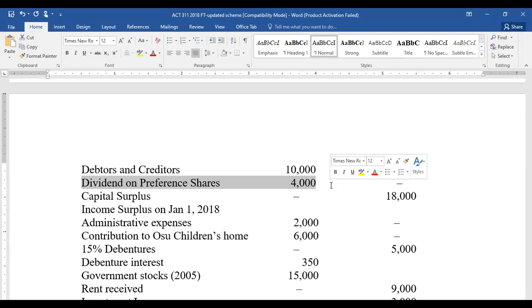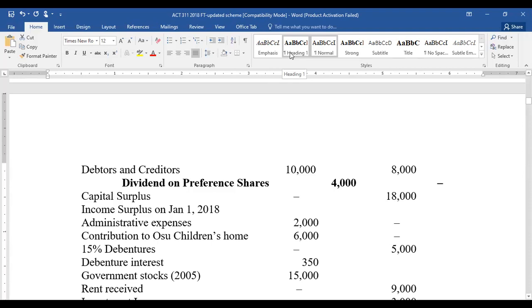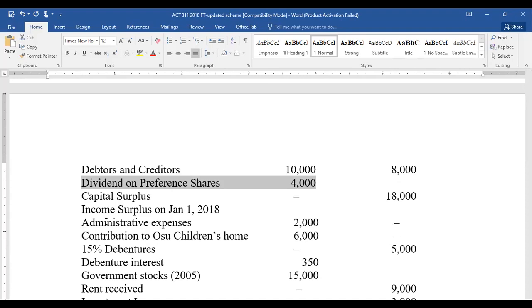Whatever the directors have agreed to pay at the end of the year is what we call the final dividend. And so, if the dividend is yet to be paid, it is called proposed dividend. A dividend that is yet to be paid is called proposed dividend.